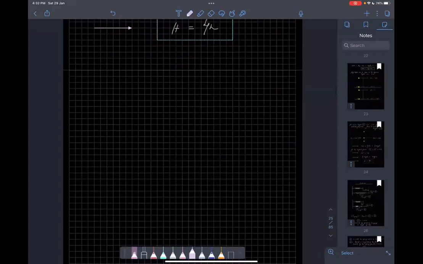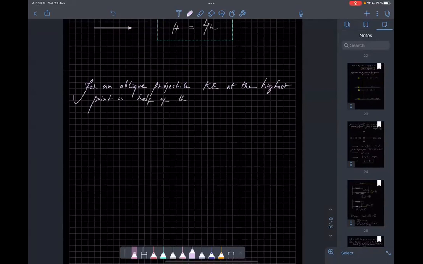For an oblique projectile, kinetic energy at the highest point is half of the kinetic energy at the point of projection.